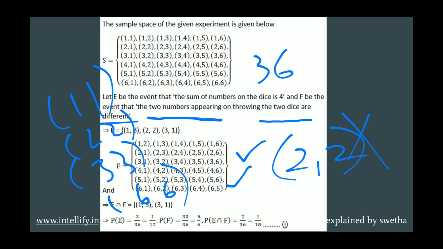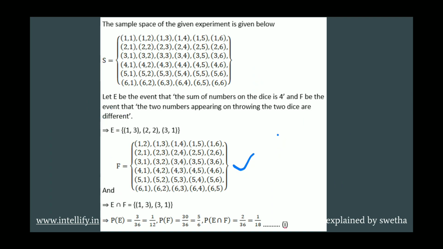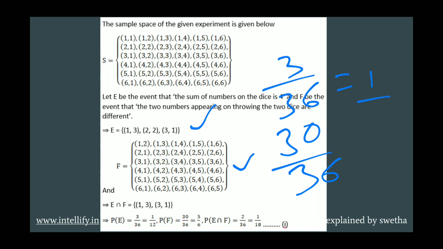So the probability of F is 30 divided by 36, and the probability of E is 3 divided by 36, that is equal to 1 by 12. 30 by 36, that is, the probability of F is 5 by 6. For E intersection F, the common terms in both events are 1 comma 3 and 3 comma 1. So we have only 2 among the 36, so 2 by 36, that is equal to 1 by 18.